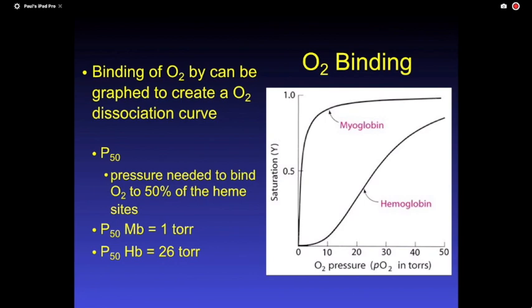Okay. Given any one of these pressures on this chart here, the saturation of myoglobin is higher than hemoglobin. And so let's say at 20 torr of partial pressure of oxygen, hemoglobin is not fully saturated, but myoglobin is almost 100% saturated. So the way you read this is at any pressure, you can see the difference. The one that has more bound has a higher affinity. Does that seem simple? Okay.